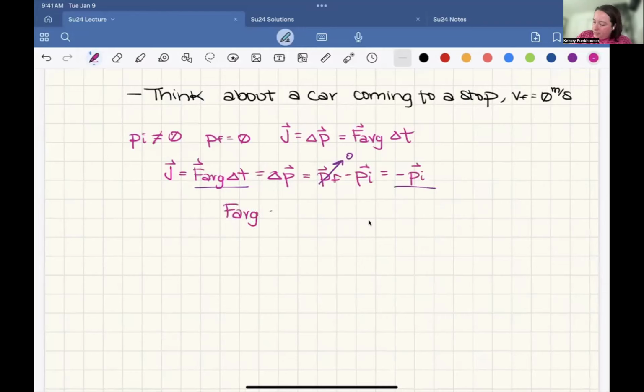So we have our average force. I'm going to drop the vector label for now. And this is equal to negative initial momentum. And then we could get the force by itself by dividing by the time interval on both sides. So from this, we see that the average force needed, and remember, this is a car coming to a stop, so we're talking about the force needed to stop the car from whatever its initial momentum is, is the initial momentum divided by the time interval.